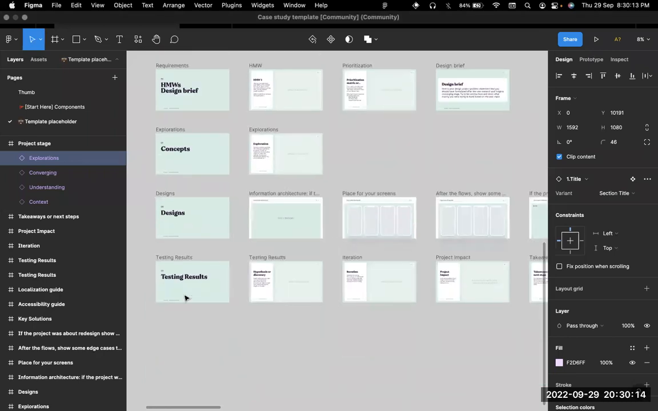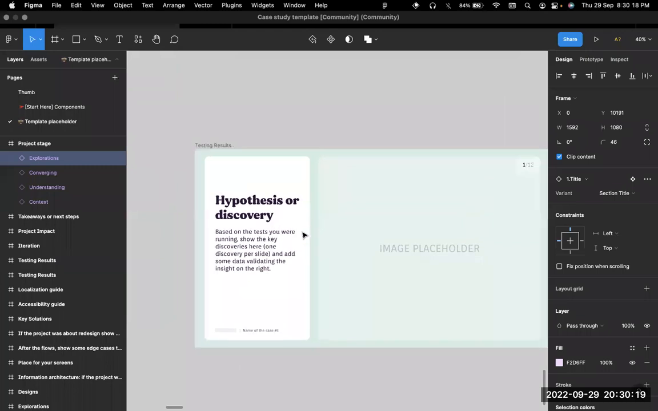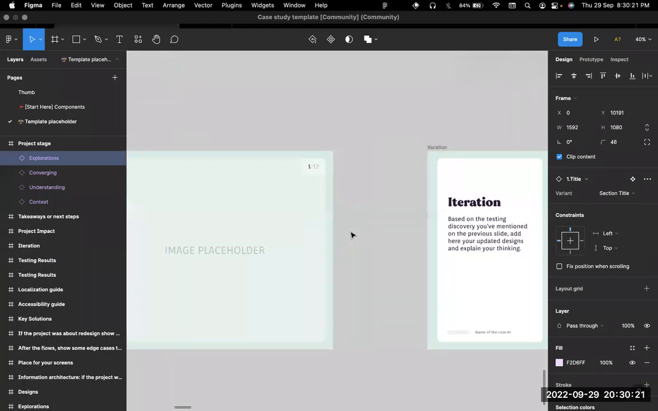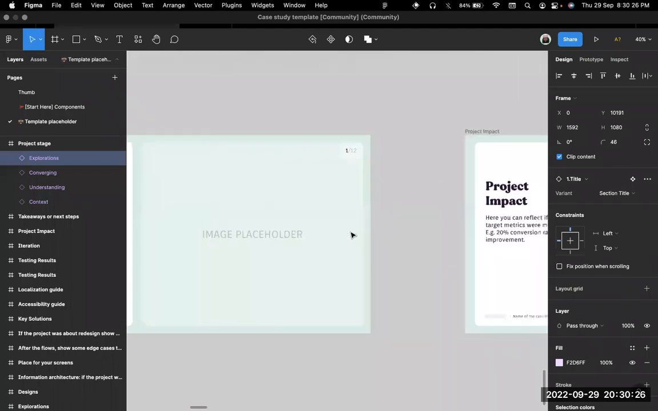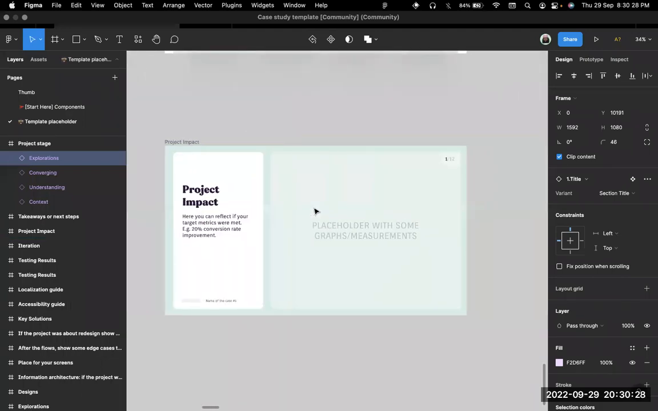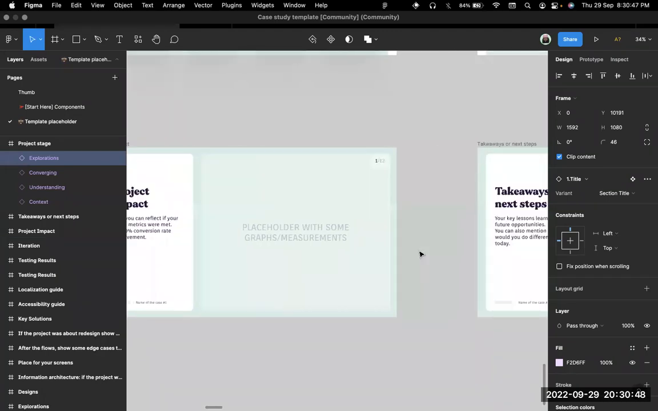Okay, so then finally you have your testing results, and your testing results have to do with your final hypothesis or discovery, and the iteration if there were some changes made over time, and also the project impacts at the end of the day. So after making that new change or coming up with a new implementation of the platform or product, what was the impact? Did it improve the user sign up or the user processes? Did it improve the company's overall revenue? What happened at the end of the day?